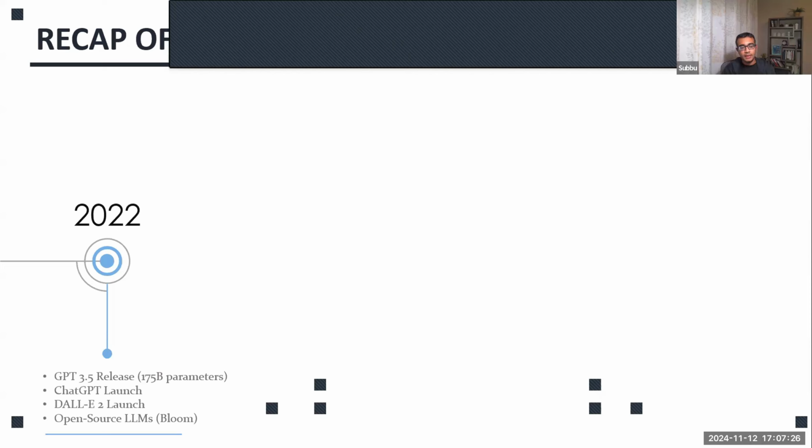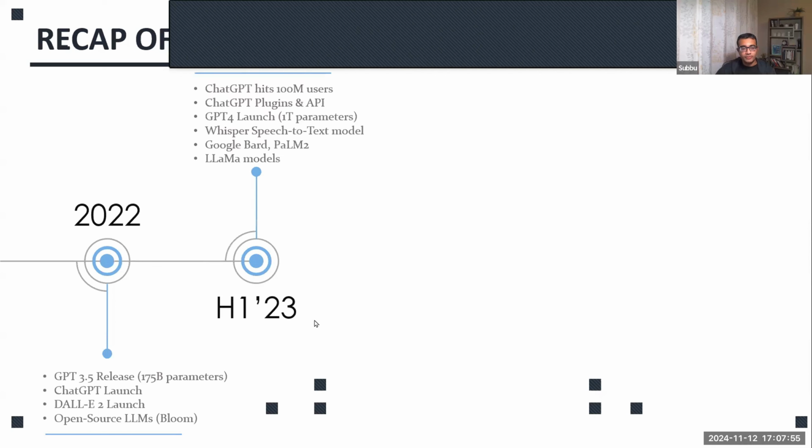This 3.5 release was very successful for them compared to the previous releases. They created an application called ChatGPT around November 2022, and it was very successful. Then DALL-E 2 was also released, which was able to convert text prompts into images. Certain open source LLMs, like Bloom and a few others, started booming around that time, and we were adopting all of those things.